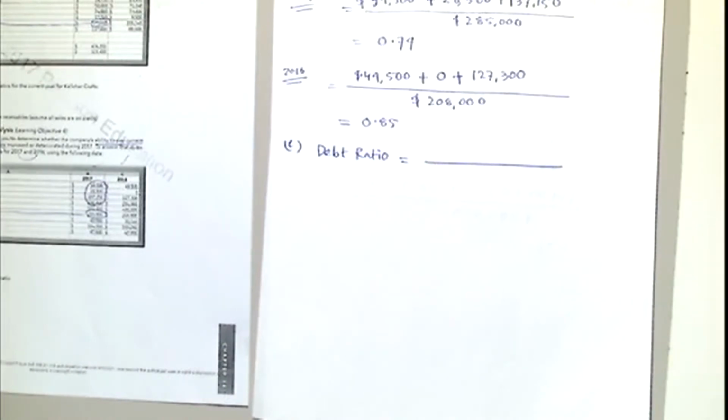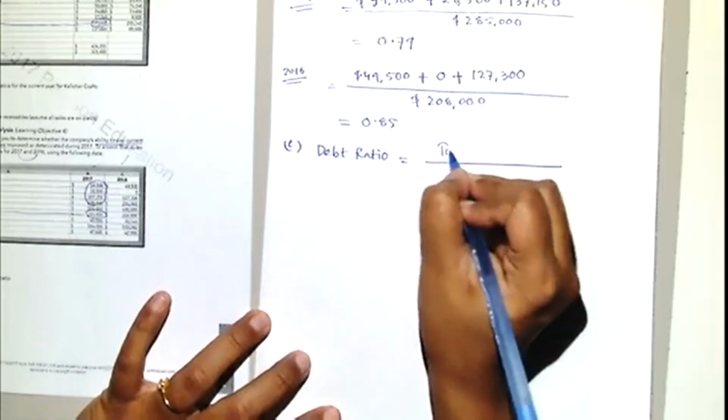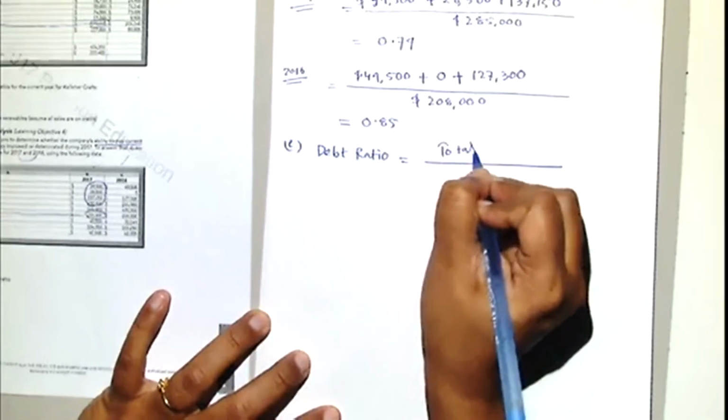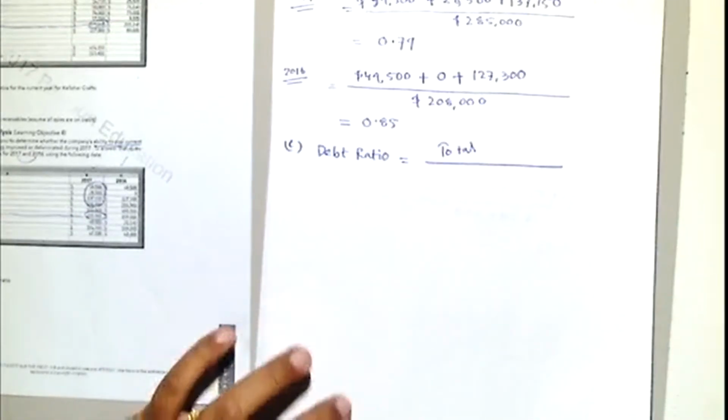Who can tell me the formula for the debt ratio? Yes, Anthony? Yeah. Total liabilities. Remember, these liabilities means both your current and long-term.